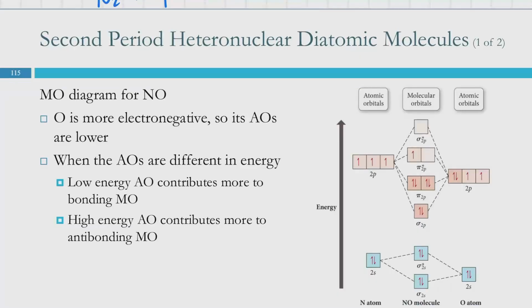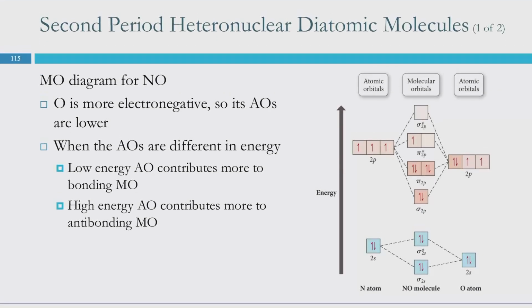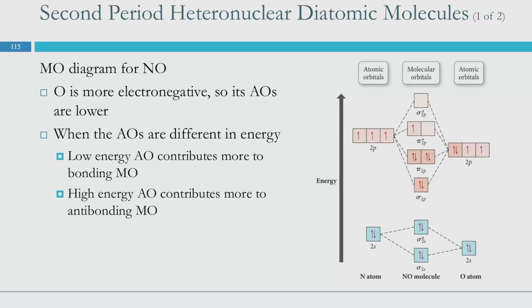There's also heteronuclear diatomic molecules. We're just going to talk about it. We're not going to do examples. I'm not going to test you on heteronuclear diatomic molecules. So if we look at NO, oxygen is more electronegative. Oxygen is shown here on the right. And so the orbitals are lower in energy. So higher electronegativity leads to lower energy atomic orbitals.